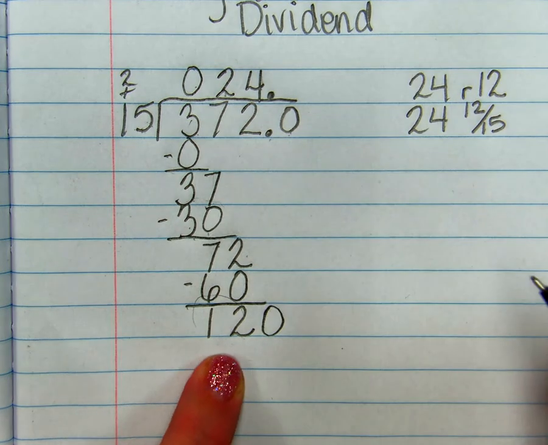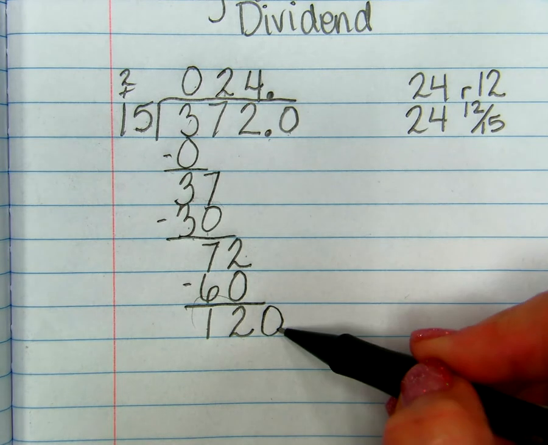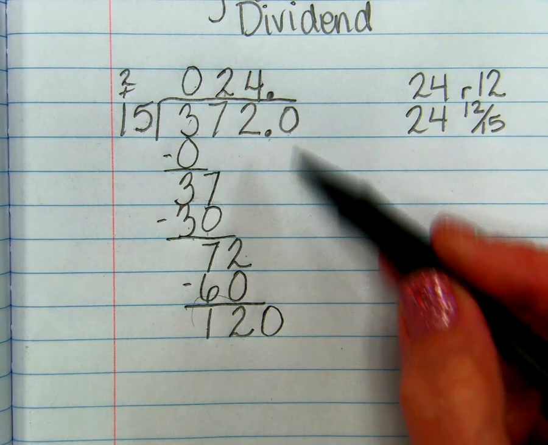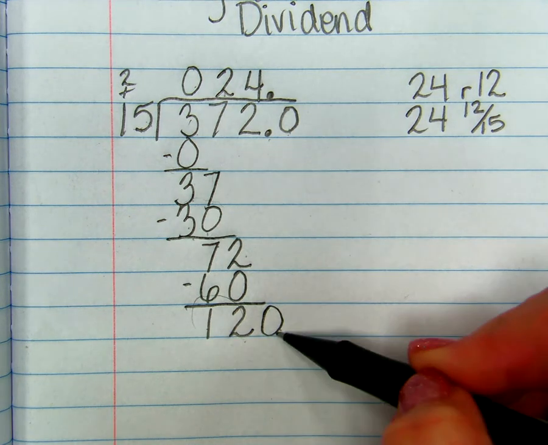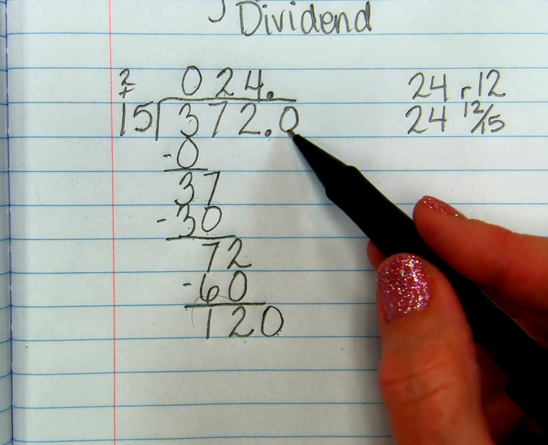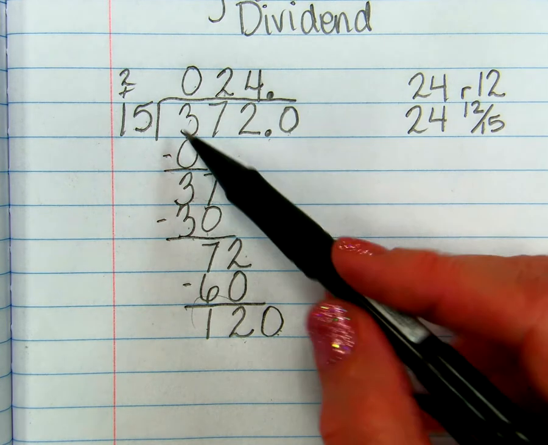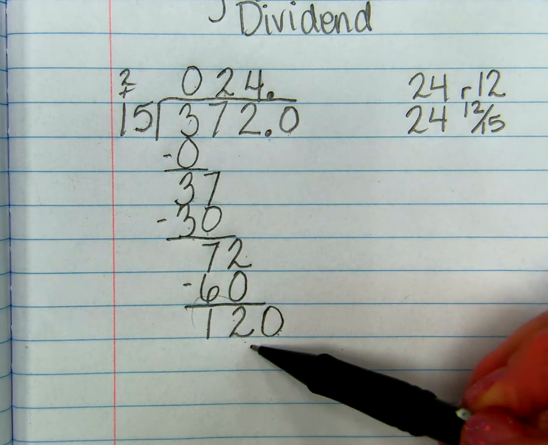All right, so we are going to the size of piece that is going to be less than 1. We're in the tenths place, right? So we have 120 tenths. So, thinking out loud, how many 15s are in 120?